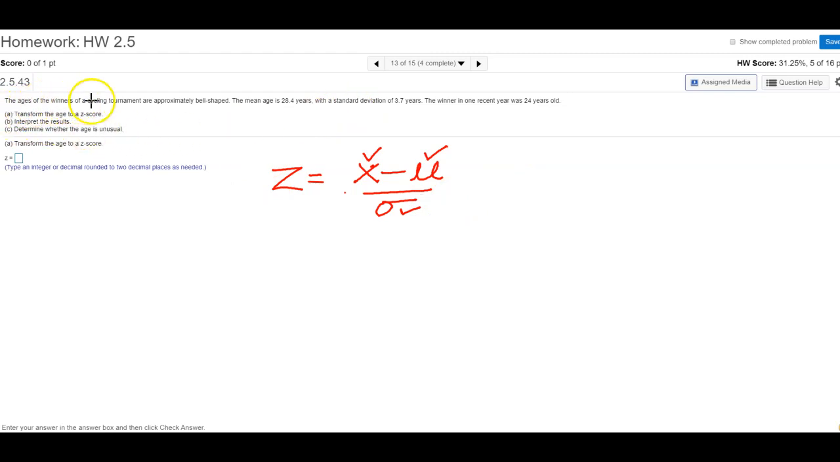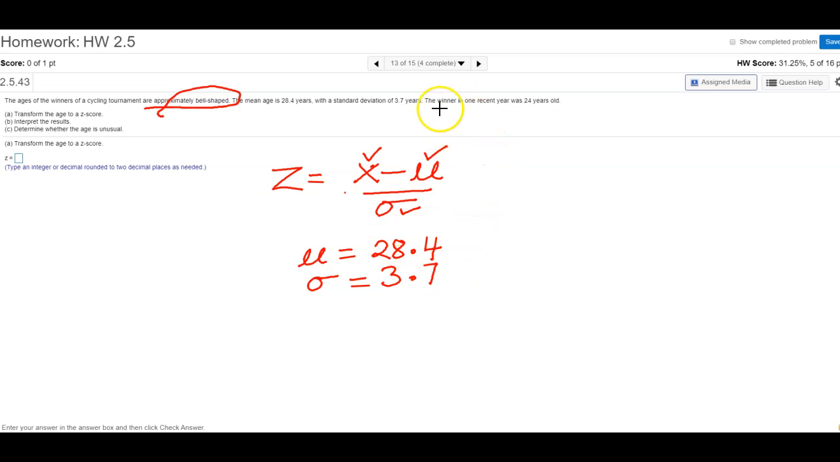The ages of the winners of a cycling tournament are approximately bell-shaped. So we know it's a normal distribution, so we know z-score follows. The mean age, I write as I read, so the mean age is 28.4. The standard deviation is 3.7. Okay, so this is the information we have from the cycling tournament.